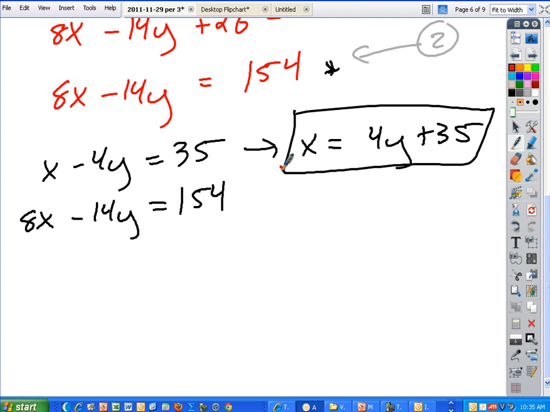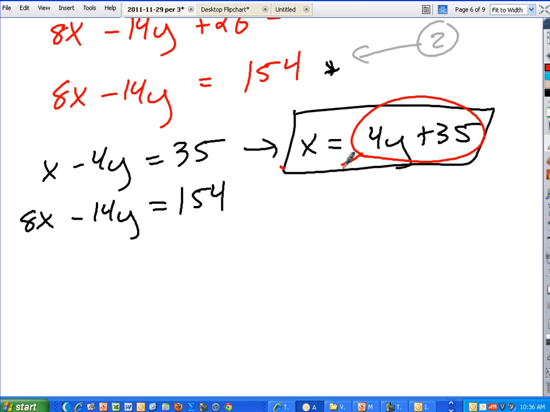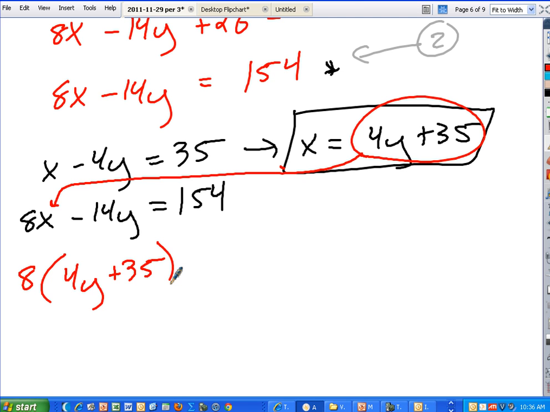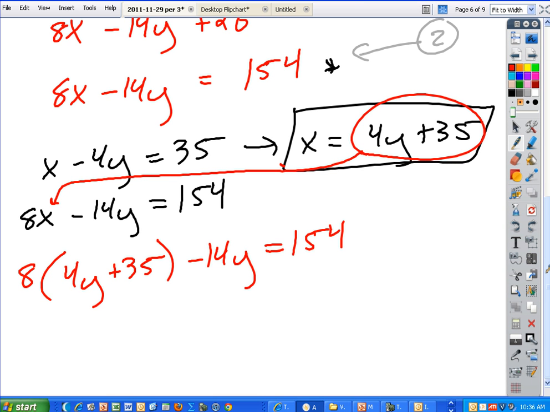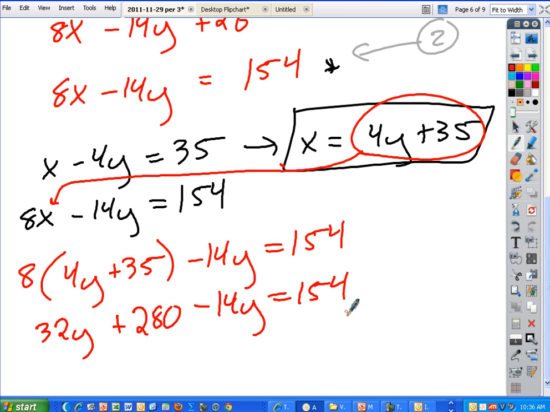Substitute that into, so all this stuff is going in for x, right? And I get 8 times 4y plus 35 minus 14y equals 154. Now I've just got to solve for y. So if I distribute the 8, 32y plus 280 minus 14y equals 154. So 32y minus 14y is 18y.